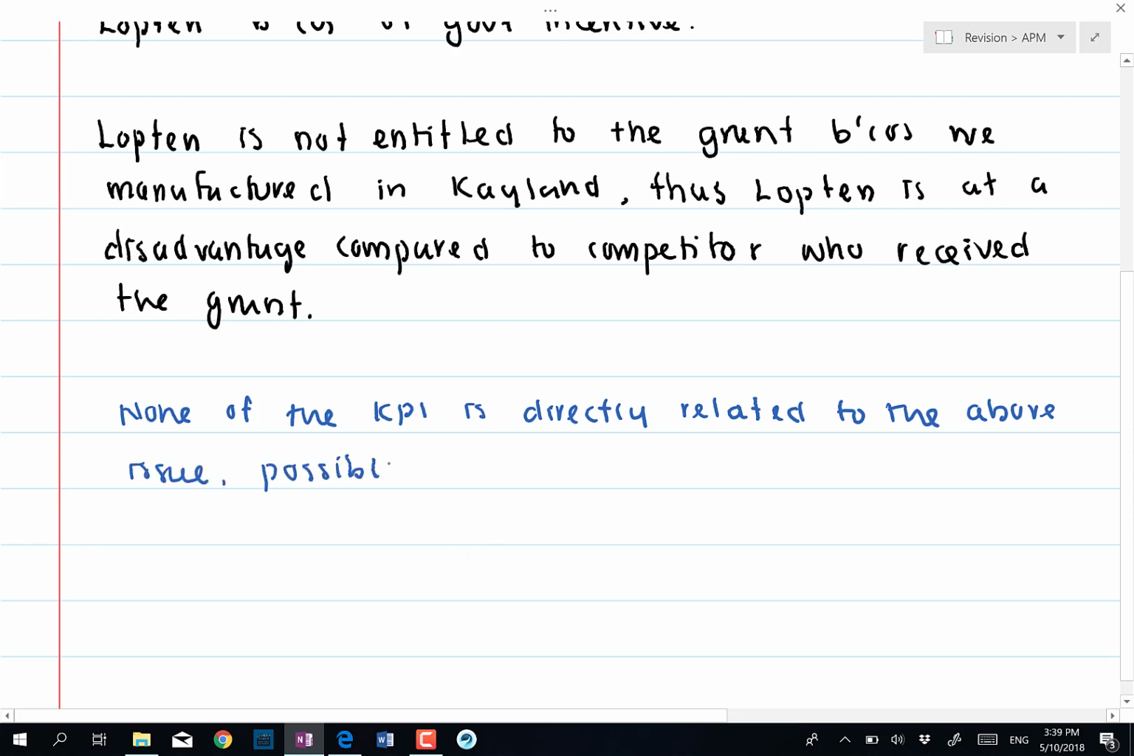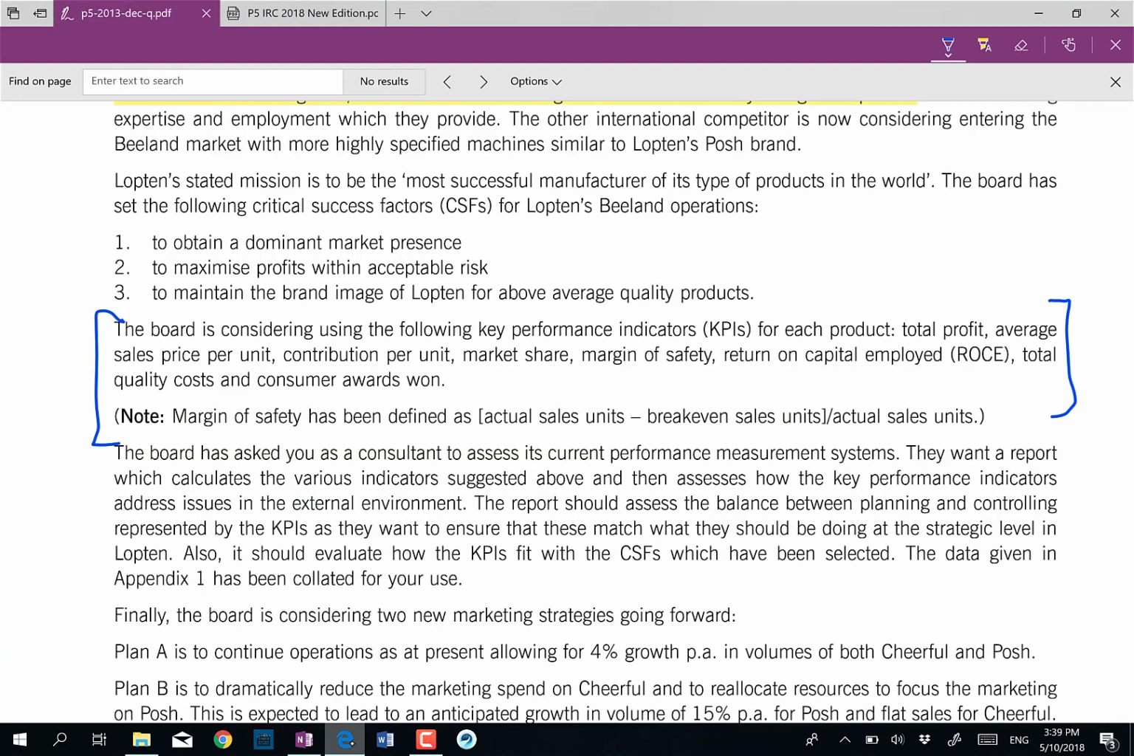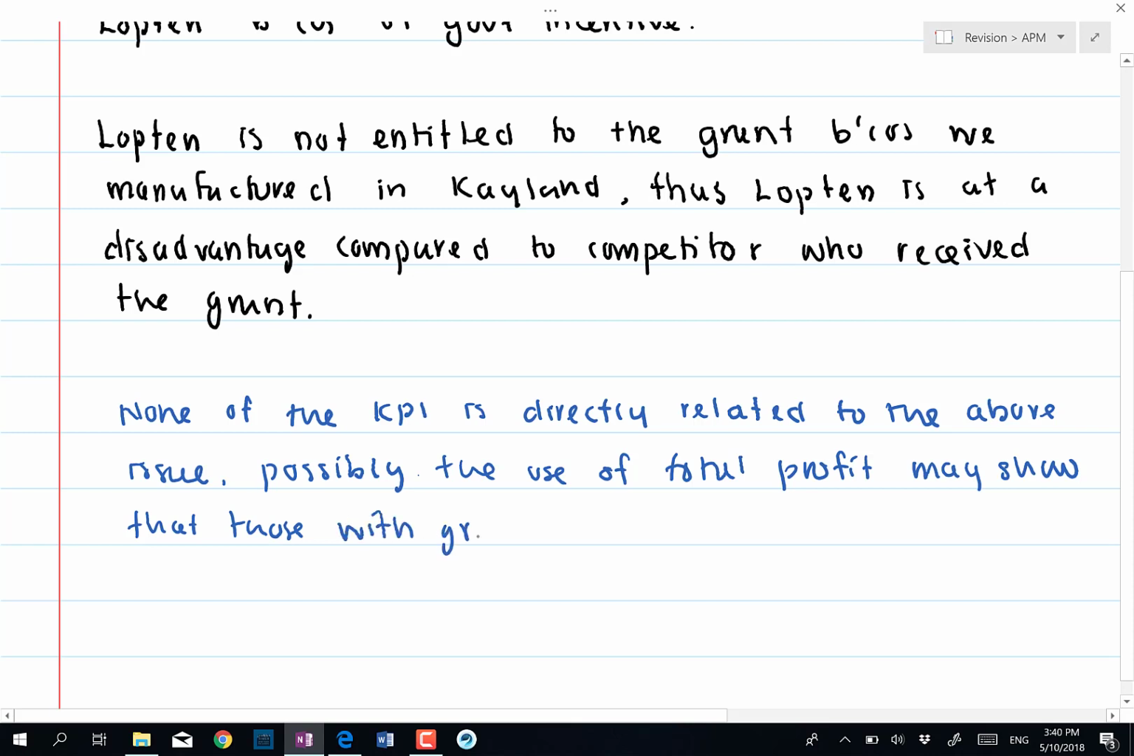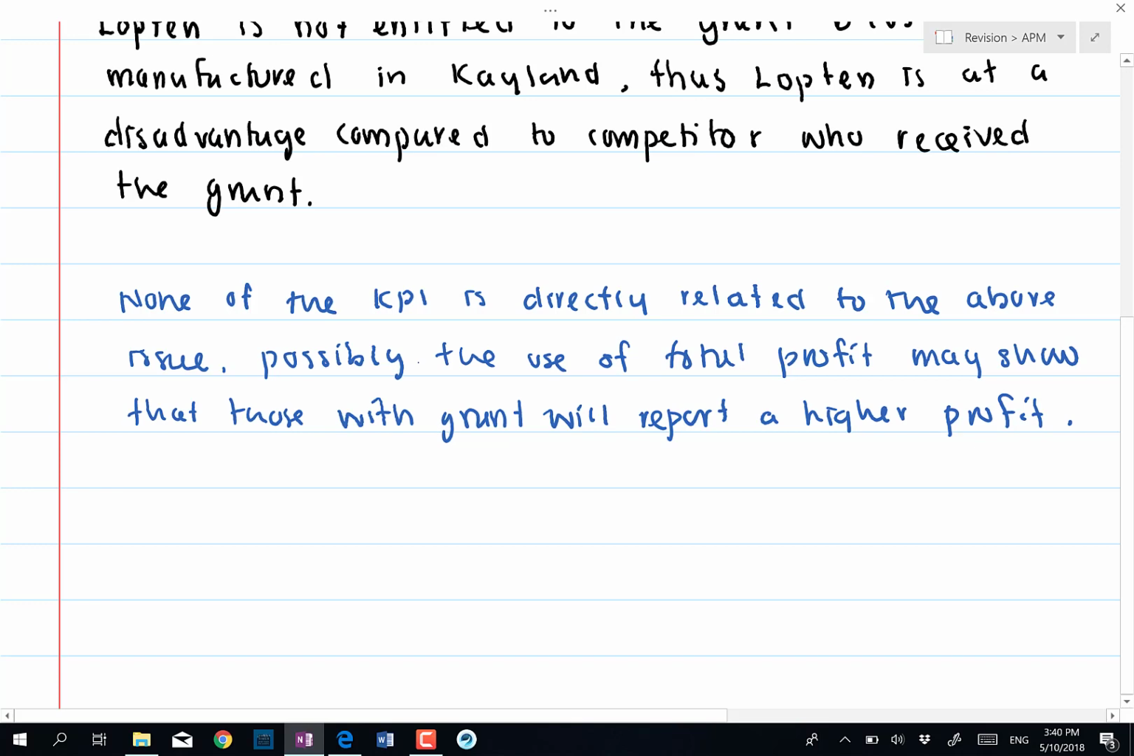Possibly, if we want, we can argue on the point of total profit. Possibly the use of total profit may show that those with the grant will report a higher profit. So that's the first part on political.